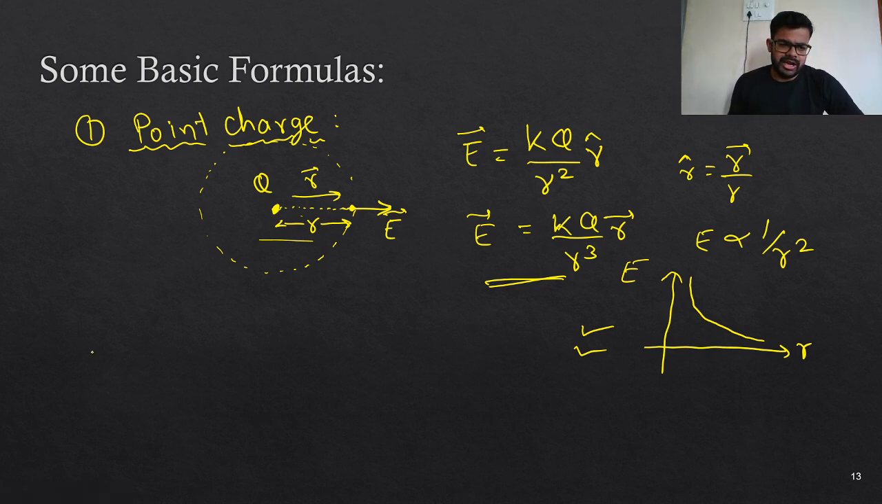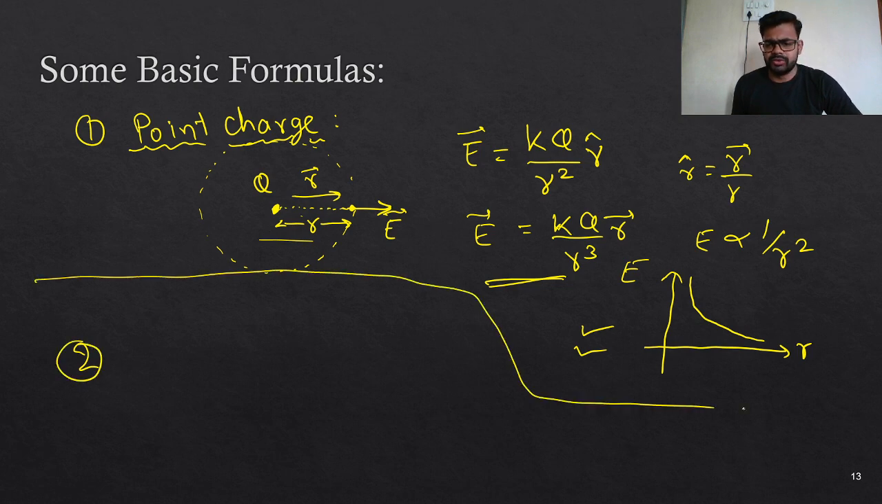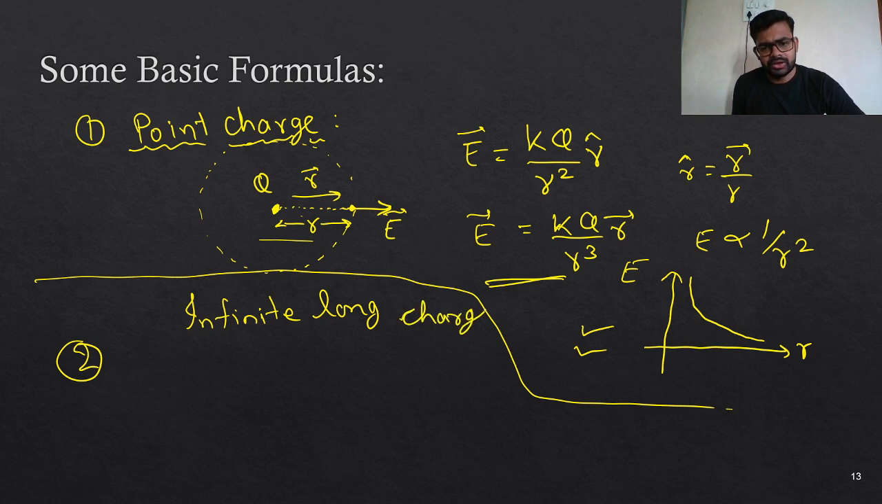Next, second number. The first one is over, so let us talk about the second: an infinite long charge. What is the meaning? Its meaning is, I can say, an infinite wire, or a line charge.